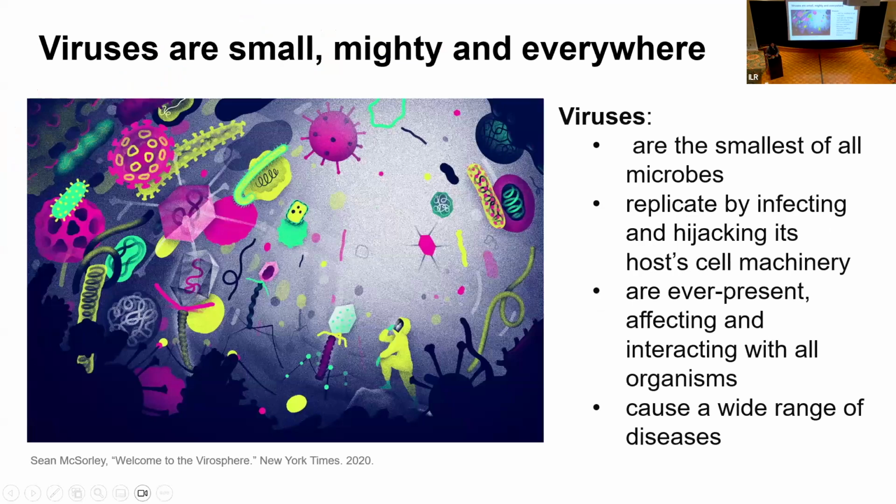All right, to begin, we're just going to talk about what a virus is. As the header said, viruses are really small, you can't see them, and they're pretty mighty, and they're also everywhere. These are the smallest of all microbes, and they cannot replicate effectively on their own, and that's why they need hosts or organisms to hijack their cell machinery in order to replicate efficiently. They are ever present, they affect and interact with organisms really at all levels, and often they're negatively associated with disease because they're the cause of it.